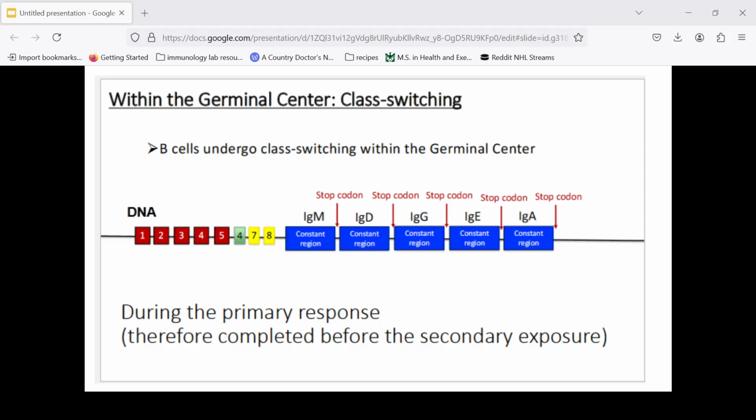Cool. That should cover most of the germinal center stuff. How do we feel about that? Does that make sense? Excellent.